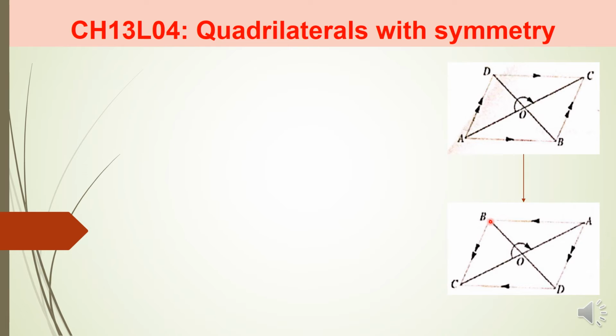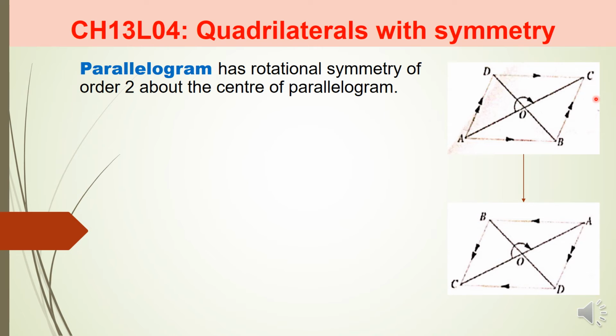But vertex B coincides with vertex D, so the angles are equal, and vertex C coincides with vertex A, so that means angle A equals angle C. Okay, so we have seen that a parallelogram has rotational symmetry of order 2, about the center of the parallelogram. This is called the center.